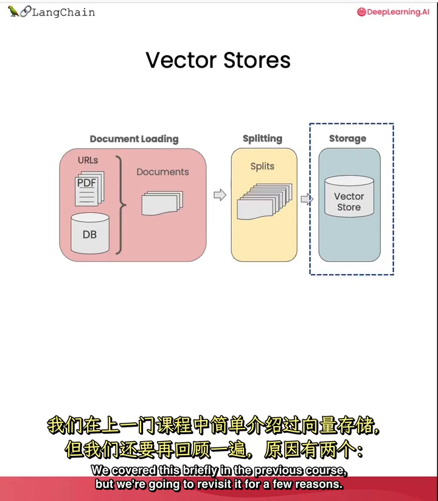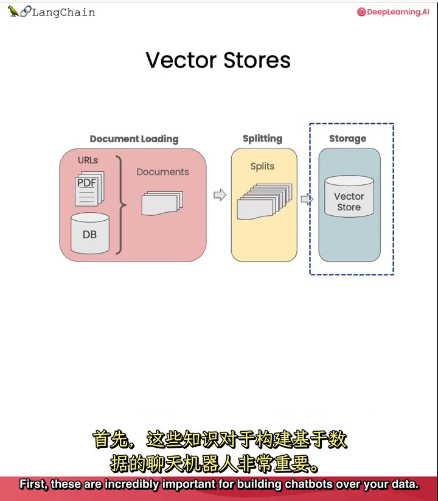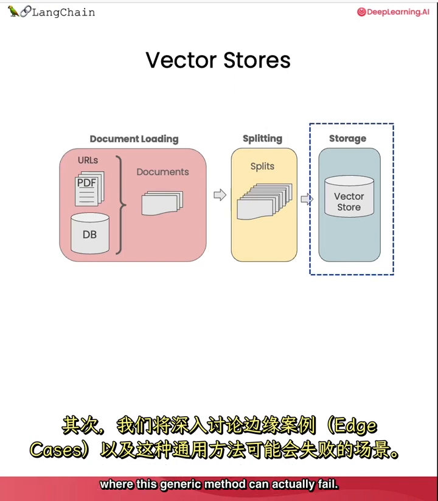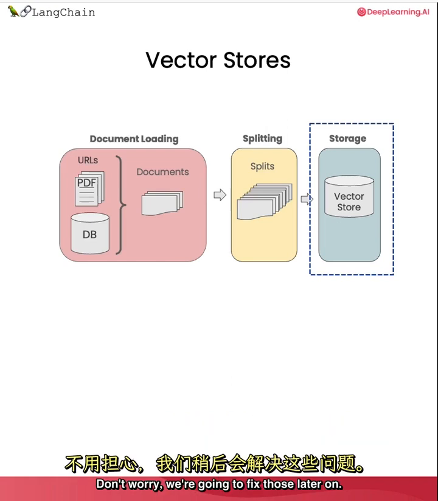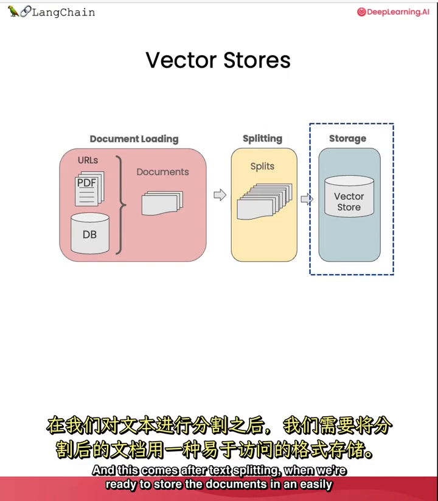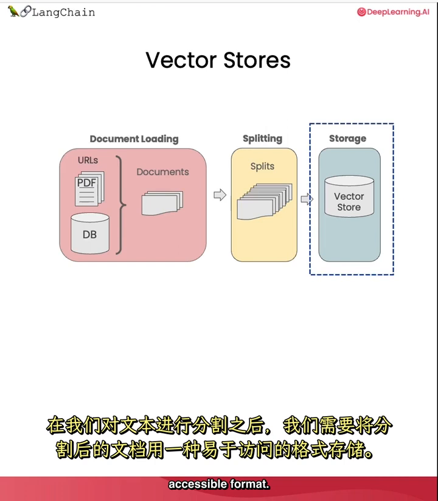We covered this briefly in the previous course, but we're going to revisit it for a few reasons. First, these are incredibly important for building chatbots over your data. And second, we're going to go a bit deeper, and we're going to talk about edge cases and where this generic method can actually fail. Don't worry, we're going to fix those later on. But for now, let's talk about vector stores and embeddings. And this comes after text splitting, when we're ready to store the documents in an easily accessible format.